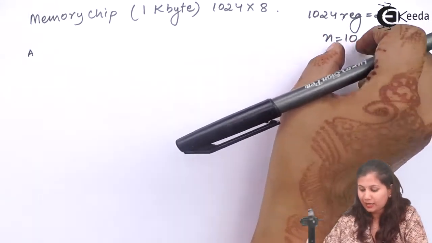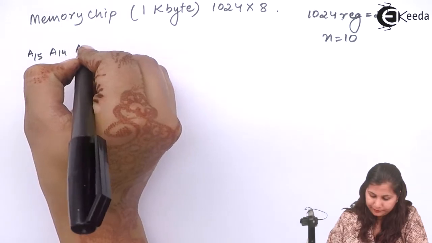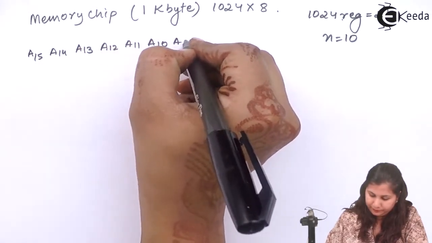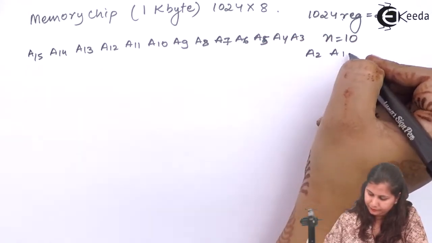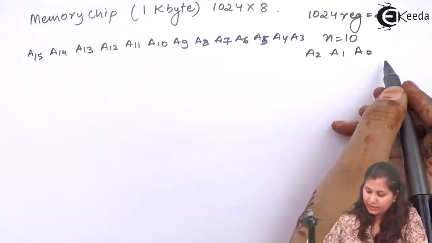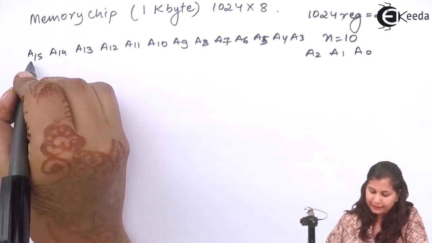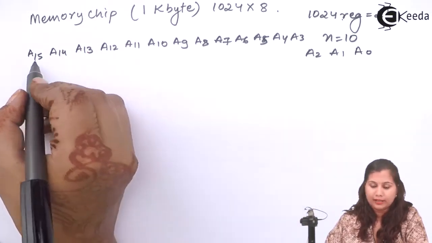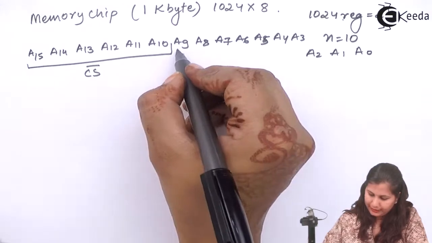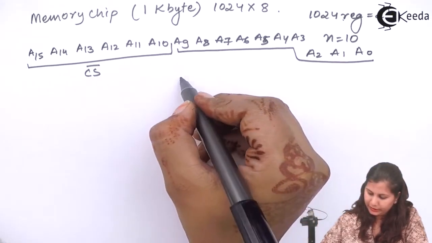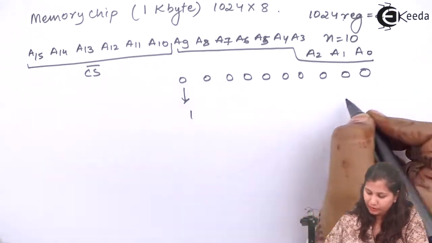So 10 address lines are required to address this memory chip, and we have A15 down to A0. Now we are using 10 address lines, so A0 to A9 are used to address the memory chip, and A10 to A15 can be used to select the chip. A9 to A0 can have values from 000 to 111.